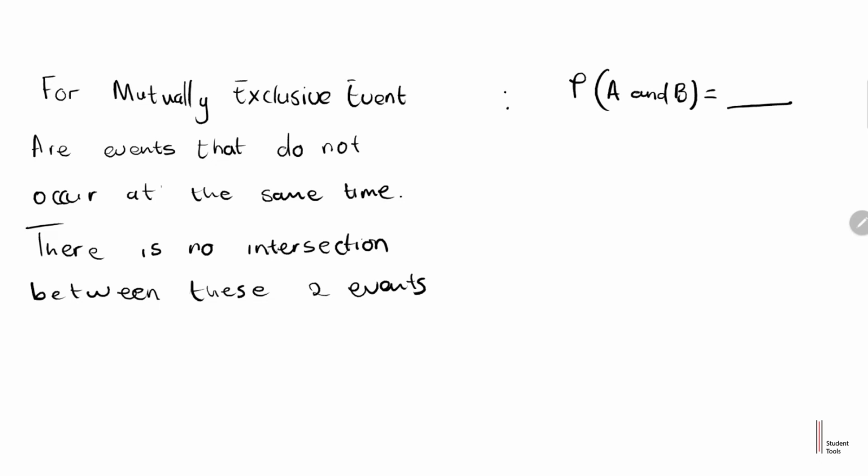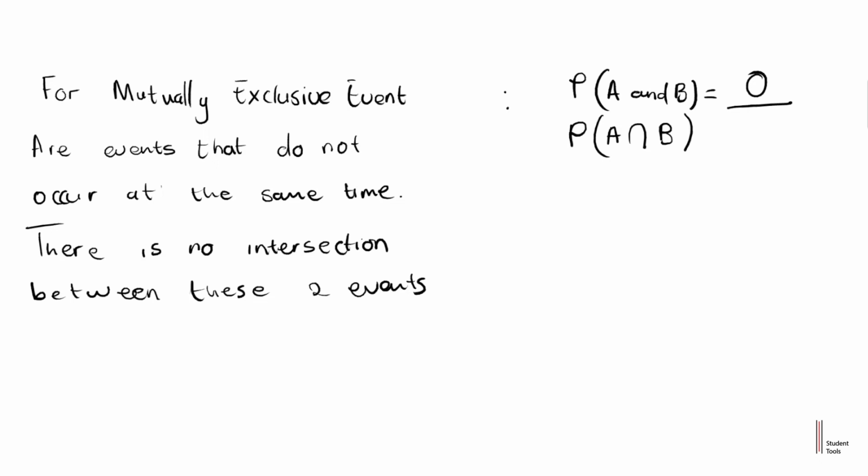Right? That's the definition for mutually exclusive events. So here we have the probability of A and B. The probability of A and B can also be written as the probability of A intersection B. That means we are describing the probability of the intersection of A and B. For mutually exclusive events, there is no intersection between A and B. So the probability of A and B will be equal to 0. And that is just how we answer this question.